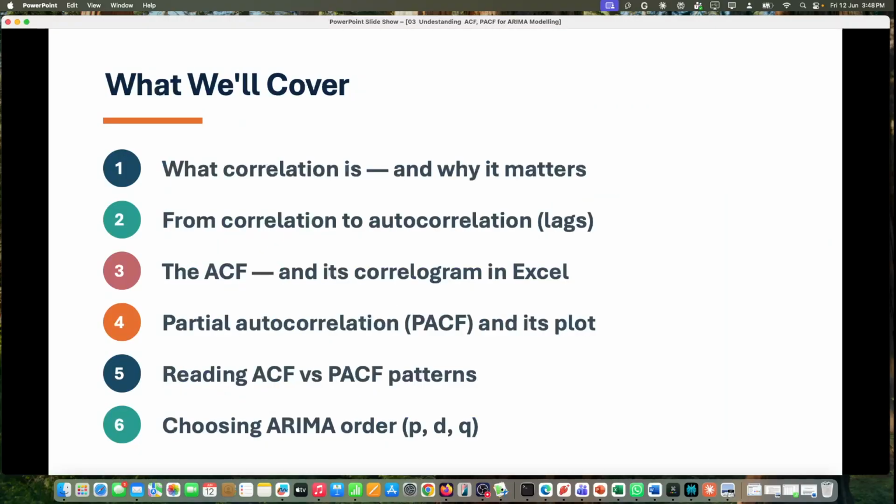And today we are going to discuss what correlation is and why it matters. Then, from correlation to autocorrelation. Then, what autocorrelation is and how to look at autocorrelation in Excel using a correlogram. And what partial autocorrelation, PACF, is, how you look at the plot, how you read ACF and PACF together, and how to choose the ARIMA model order p, d, q.